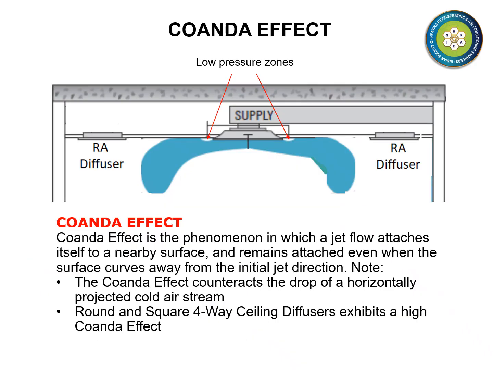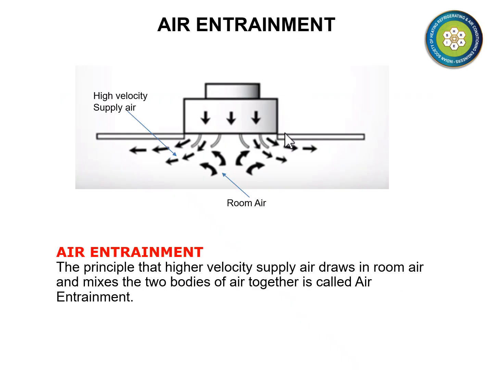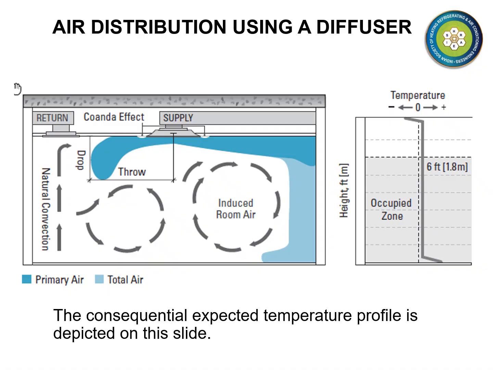Coanda effect is the phenomenon by which an air jet attaches itself to a nearby surface. The Coanda effect tends to reduce the drop and increase the throw. The higher velocity supply air draws in the room air and mixes with it, a phenomenon called air entrainment. The consequential expected temperature profile is shown on this slide.